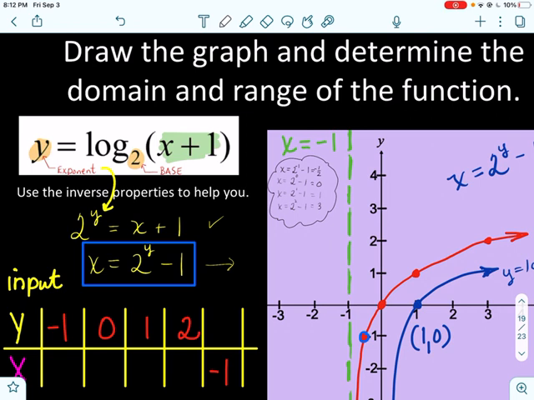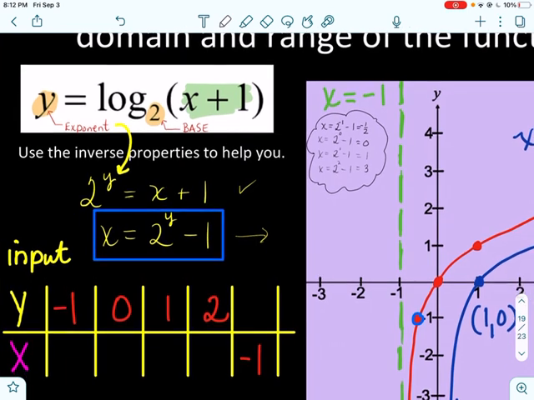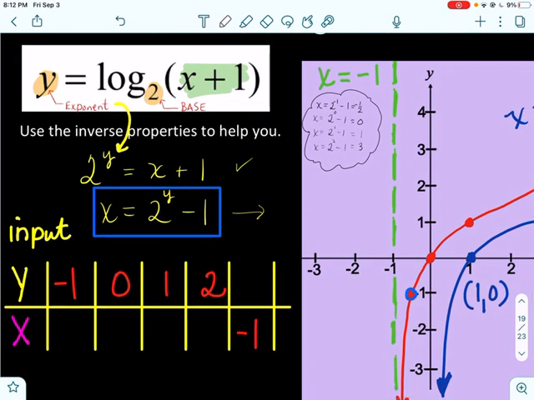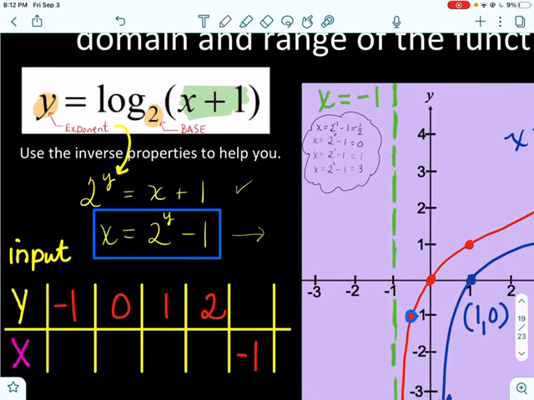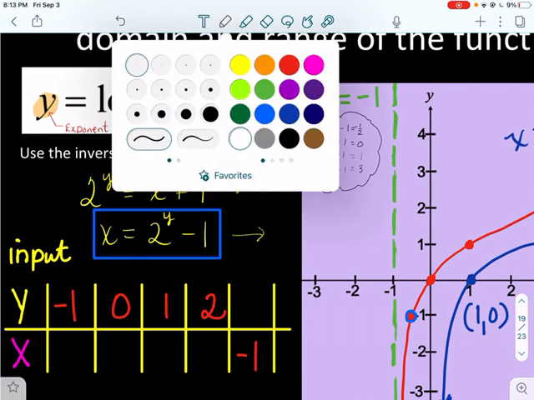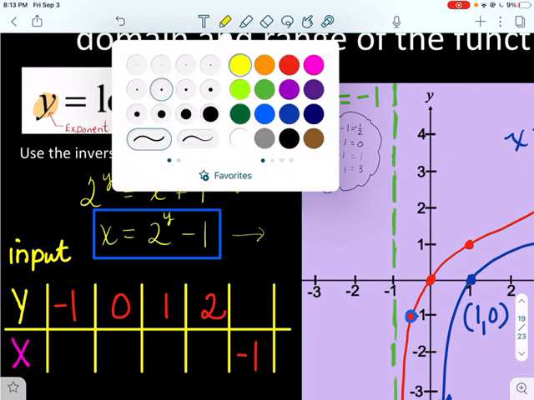So I can rewrite that in exponential form and say 2, the base, to the y power is equal to x plus 1. We'll be working on some warm-ups with that type of thing in class, just getting used to that. Then, instead of having an input be y, I'm going to do an input of x instead, because it's convenient to do that. The reason we have the logarithm expression at all is because we like our functions to be solved for y.